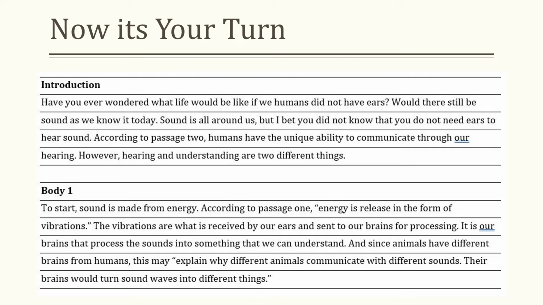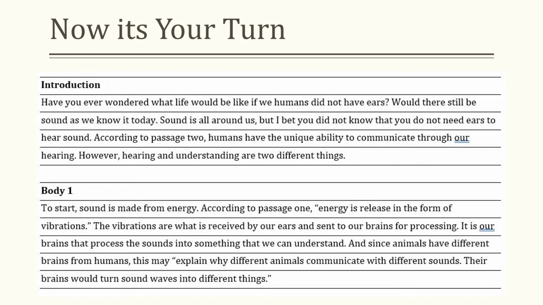To start, sound is made from energy. According to passage 1, energy is released in the form of vibrations. The vibrations are what is received by our ears and sent to our brains for processing. It is our brains that process the sounds into something that we can understand. And since animals have different brains from humans, this may explain why different animals communicate with different sounds. Their brains would turn sound waves into different things.